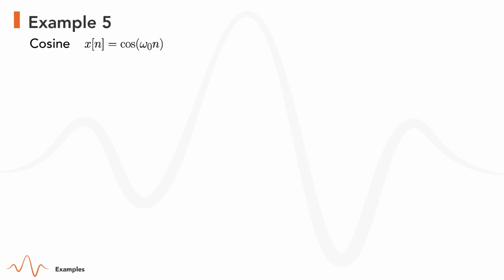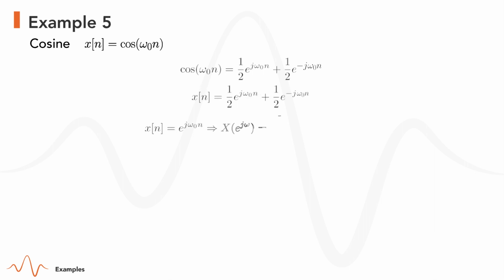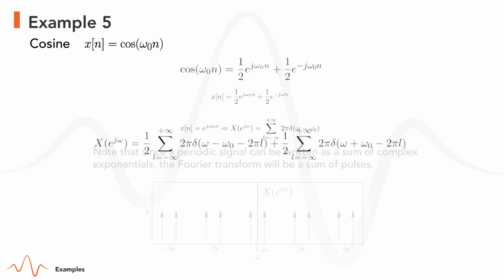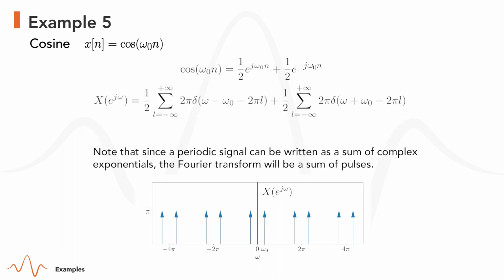The last example we will discuss is the Fourier transform of a cosine. A cosine can be written as the real part of the complex exponential and therefore a sum of two complex exponentials, each multiplied by 1/2. Since we have already computed the discrete-time Fourier transform of complex exponentials, it suffices to add the two and we obtain the discrete-time Fourier transform of a cosine, which is also depicted at the bottom.